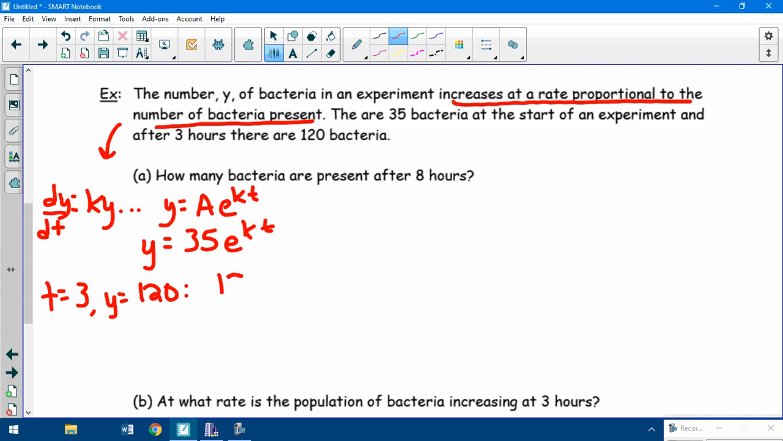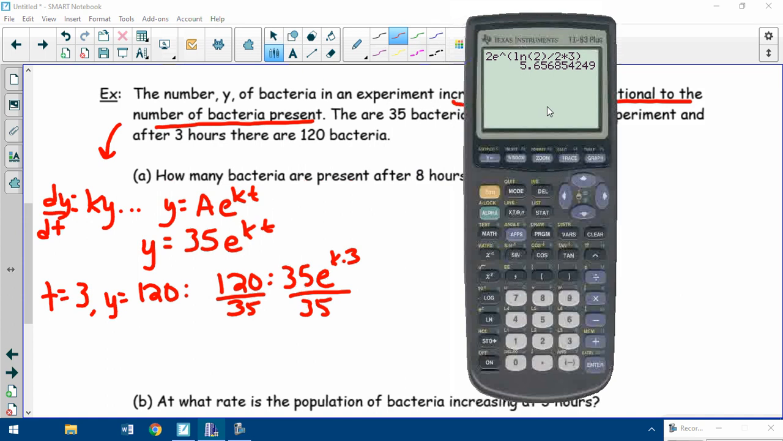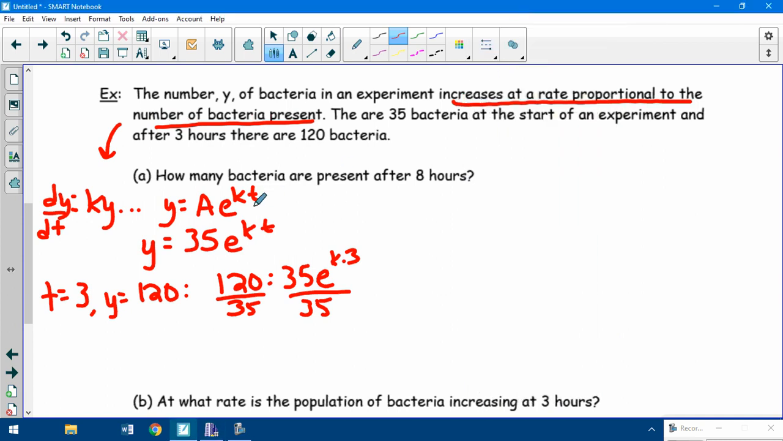So I could say 120 equals 35 e to the k times 3. So we divide by 35. And we can check to see if that's a nice number, but remember you can't round until the very end. So if it's not nice, I'm just going to leave it as 120 over 35. So we'll just say 120 over 35 equals e to the k times 3.